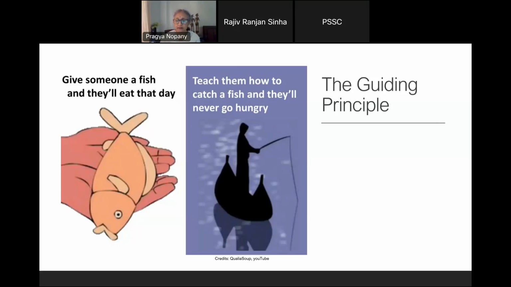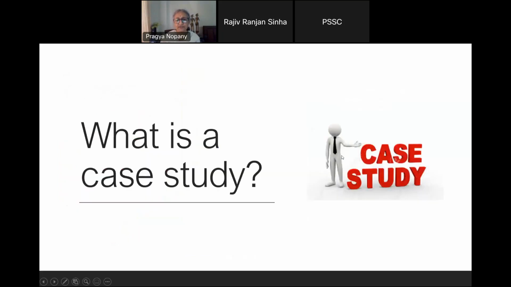So what exactly is a case study? Can you write in the chat box what you think is a case study? Quickly write one sentence telling me what your idea of a case study is. By now, I think everybody has done a few case studies in the classroom.